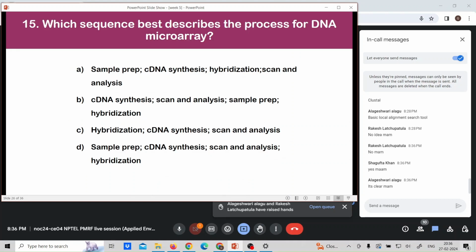So this is the next question. This question basically deals with the microarray technique. We have seen sequencing, we have seen BLAST, we saw PCR, all of it is done. So now it's about microarray.